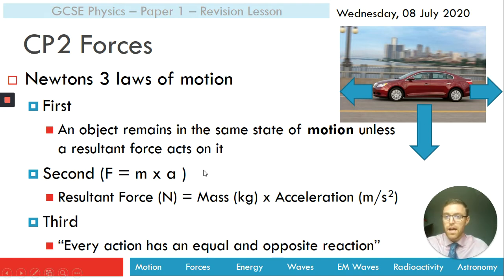Second, how could we calculate the size of the acceleration of the car due to having a force? Newton's second law: Newton said the resultant force acting on an object is equal to the object's mass multiplied by the acceleration of that object. So if I know the car's mass and I know the force acting on it, then I can calculate the acceleration of the car. And then Newton's third law: every action has an equal and opposite reaction.